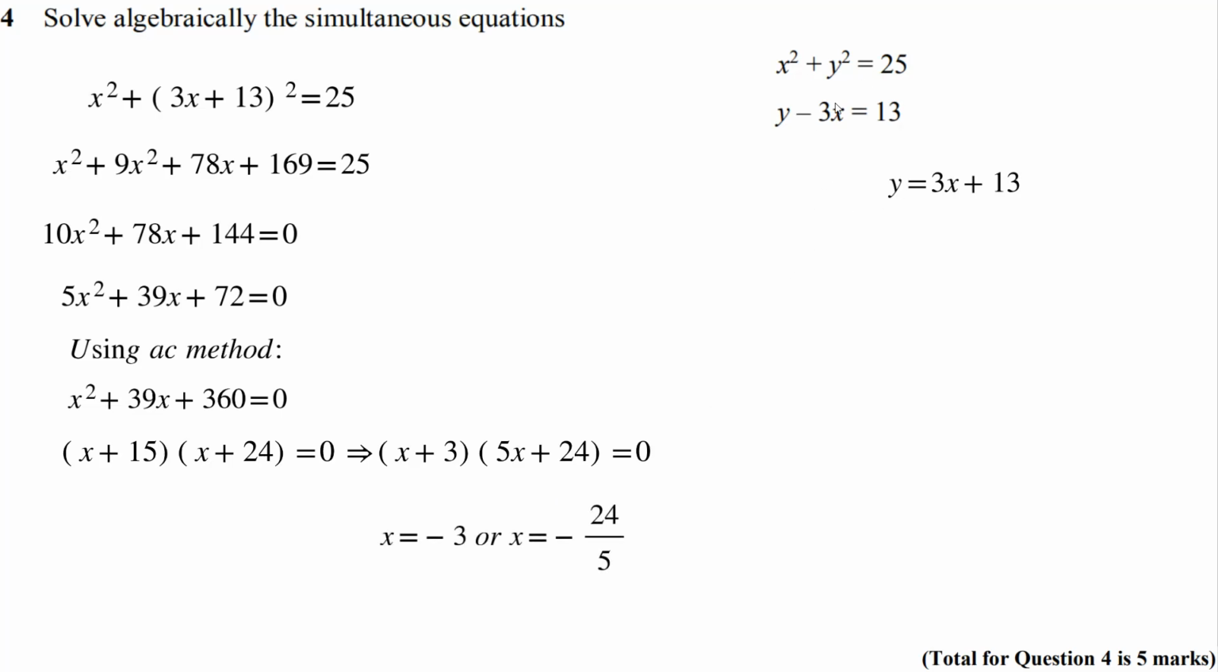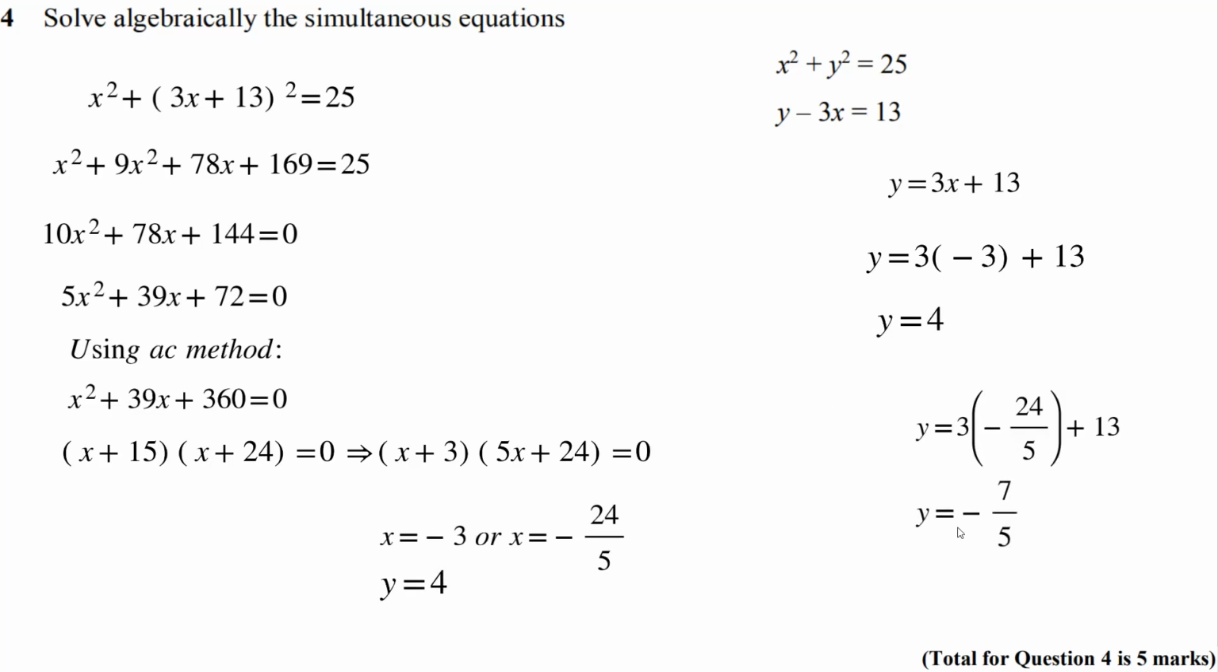Plug this into any of these equations, it doesn't matter. I've picked this one here because it's the easiest. If I start with x equals minus 3, minus 3 times 3 is minus 9, plus 13, which is 4. So y equals 4. Same thing for this one. I don't know what that is off the top of my head. y equals minus 7 over 5. So these are the two pairs.